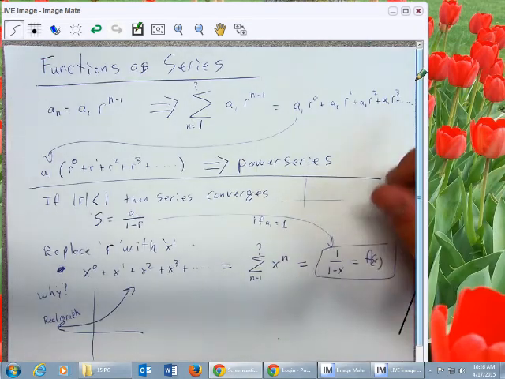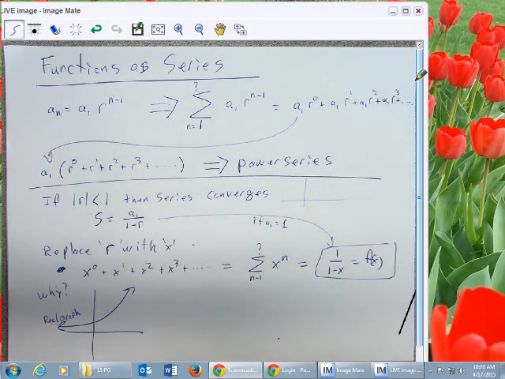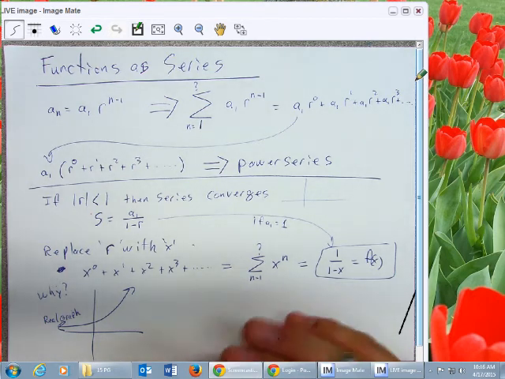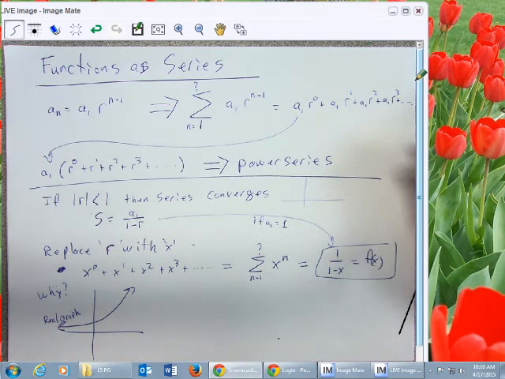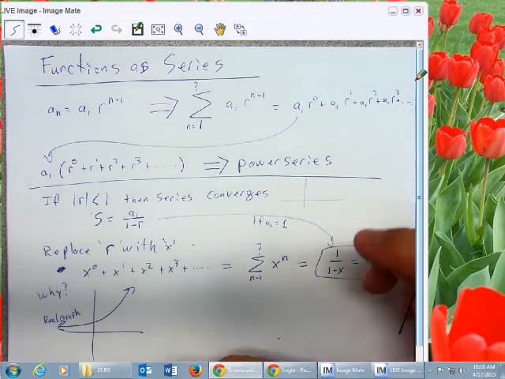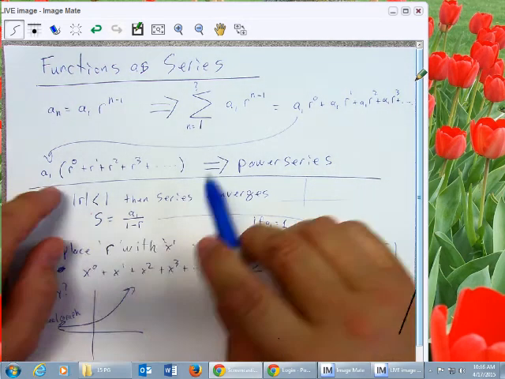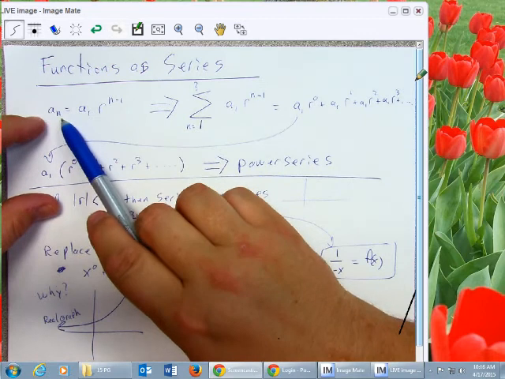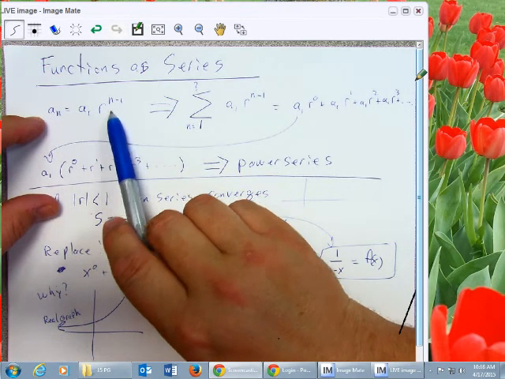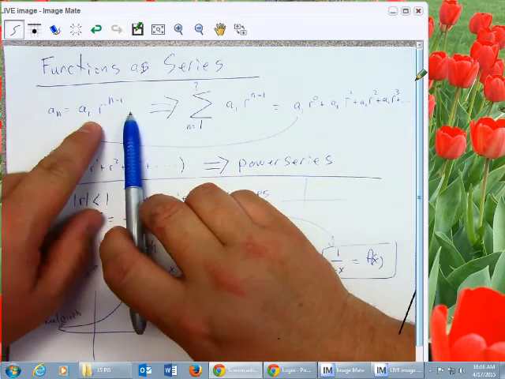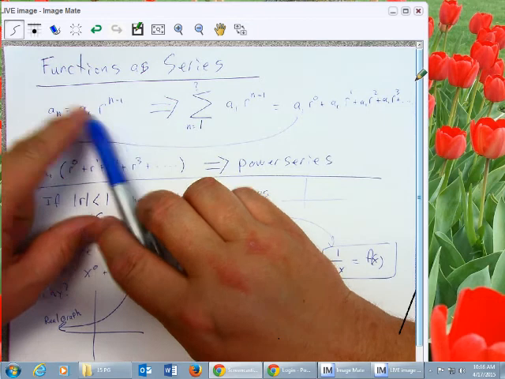Okay, ladies and gentlemen, let's take a look at functions as a series. Now, the whole point of us going through the arithmetic and geometric series is because those functions can act as a series of polynomials. So let's start here. If I say a sub n equals a sub 1 times r to the n minus 1, that is the formula for finding any term in a geometric series.